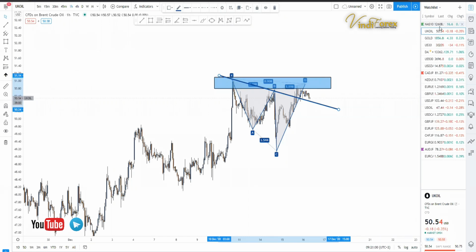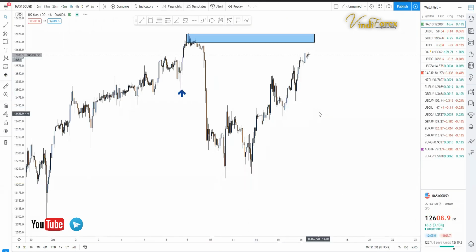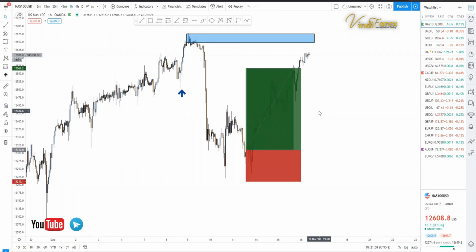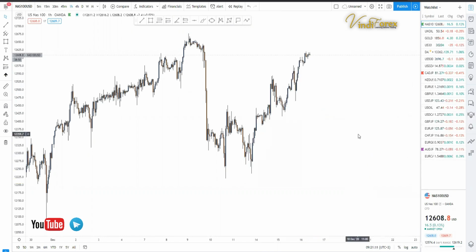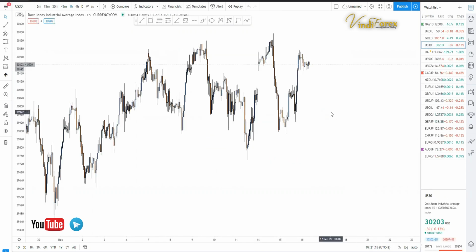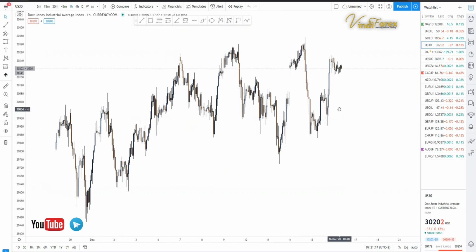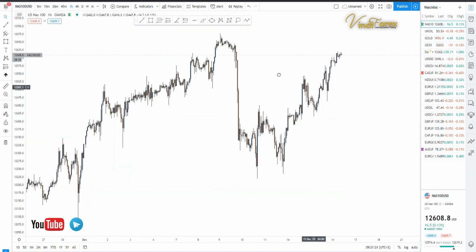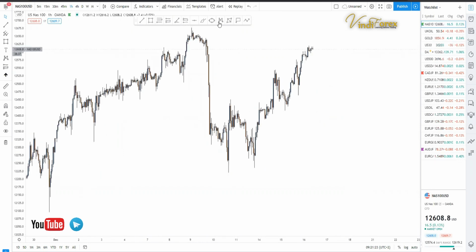Let's change the instrument. Let's go to NAS. This was a nice one. We actually caught this one a couple of days back. Yes, this is going to be a nice example. We caught this one a couple of days back, the same day that I gave you guys the US 30. If you remember, I gave you the US 30 the same day that we caught the Nasdaq as well. So we're back here and we are looking at this.